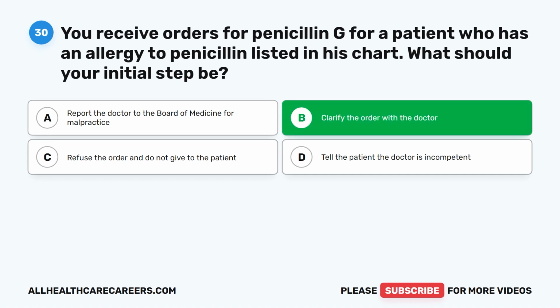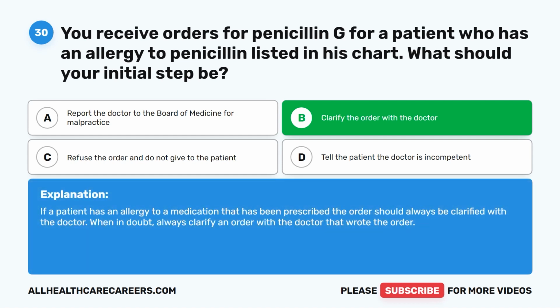The correct answer is B. Clarify the order with the doctor. If a patient has an allergy to a medication that has been prescribed, the order should always be clarified with the doctor. When in doubt, always clarify an order with the doctor that wrote the order.